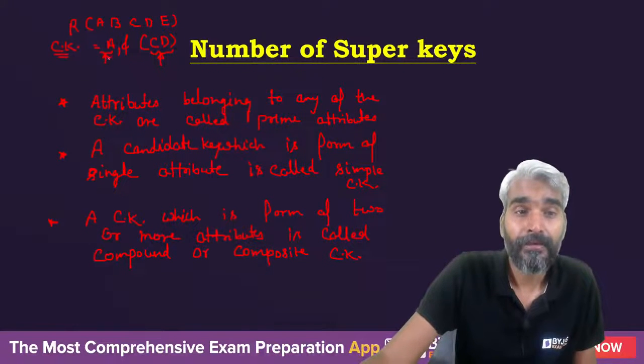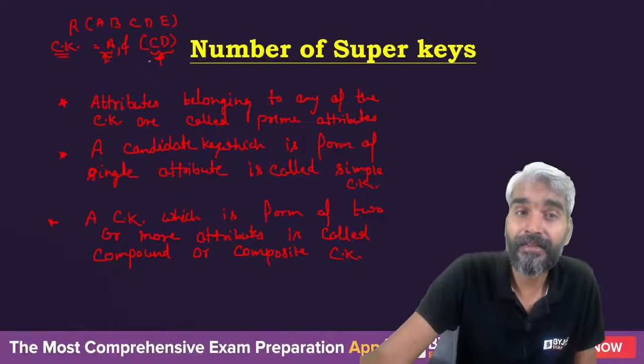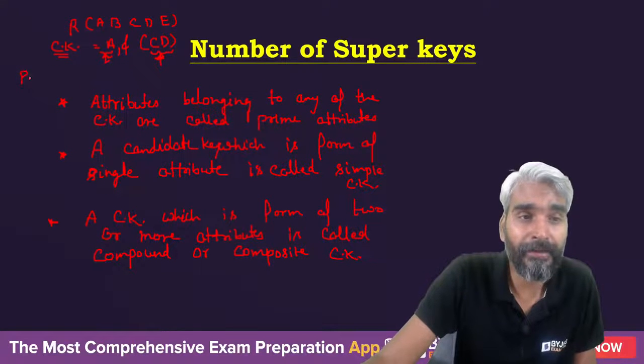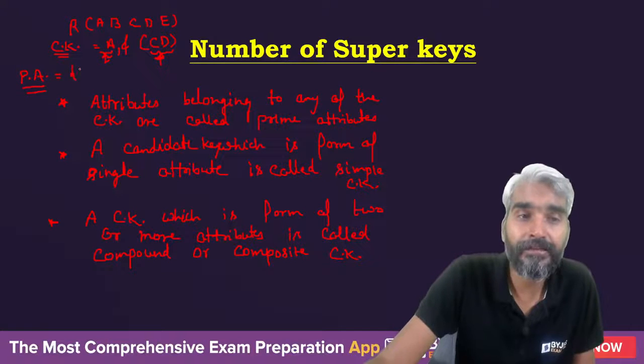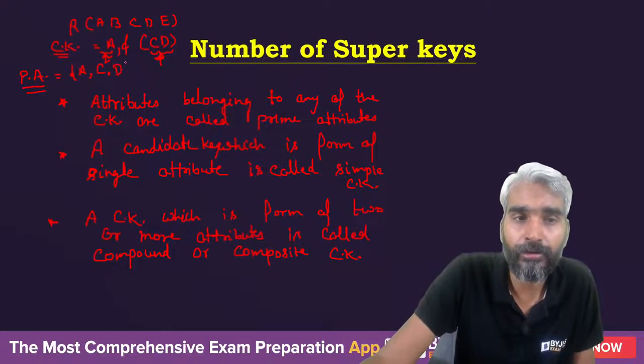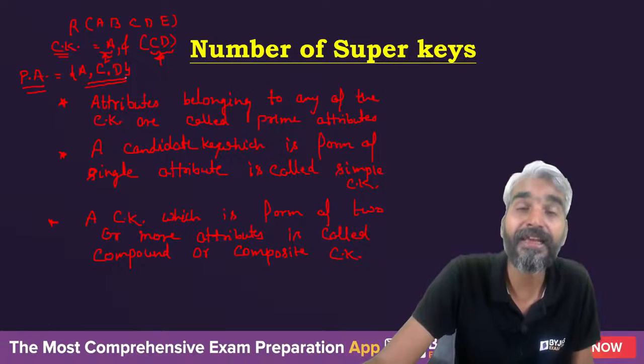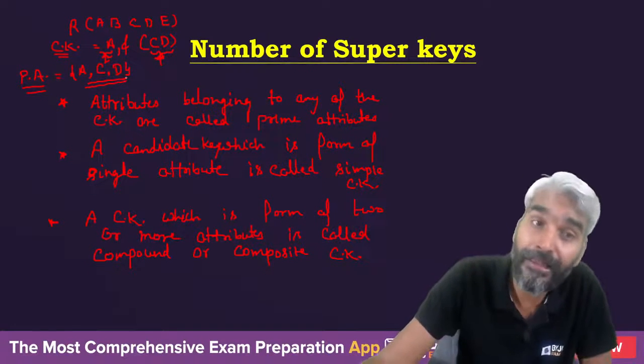Let's assume A is a candidate key and CD is a candidate key, then what are the prime attributes? Attributes belonging to any of the candidate keys. So A belongs to a candidate key, C also belongs to a candidate key, and D also belongs to a candidate key. Therefore, A, C, D are called prime attributes.